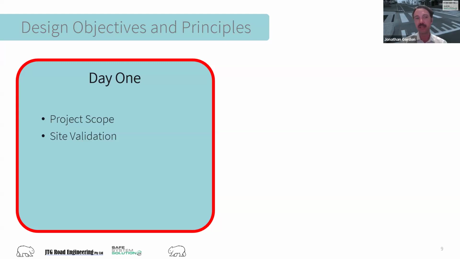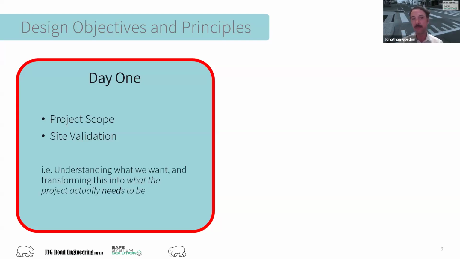Then we're also going to be looking at site validation. That's taking what we want our project to be and understanding, okay, well, we know what we want, but what does it need to be for our specific site? Something might work perfectly, and other times things might need to be molded to a particular site. Don't worry, there's still lots of nerdy design details in that, and site validation itself has a huge amount of engineering to back it up.